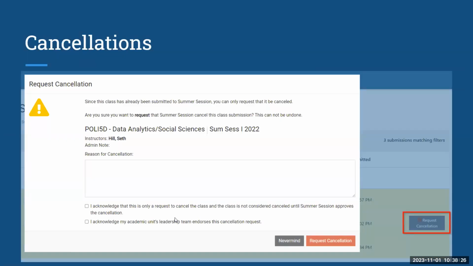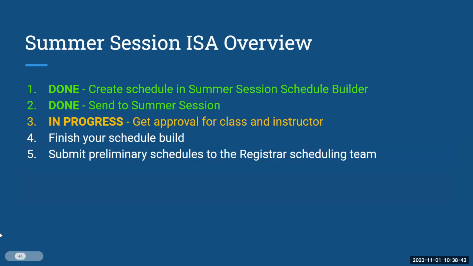Lisa talked about cancellations. This is something that you can do at any time after you send for approval. Whether it's been approved or it's pending, you just go through that process, do the things you need to do, your acknowledgements, and then you're good to go. All right, so notice here for number 3, it still says in progress.